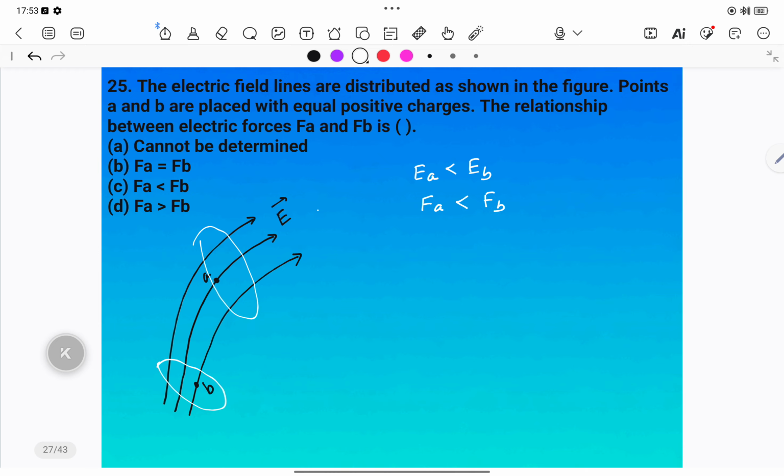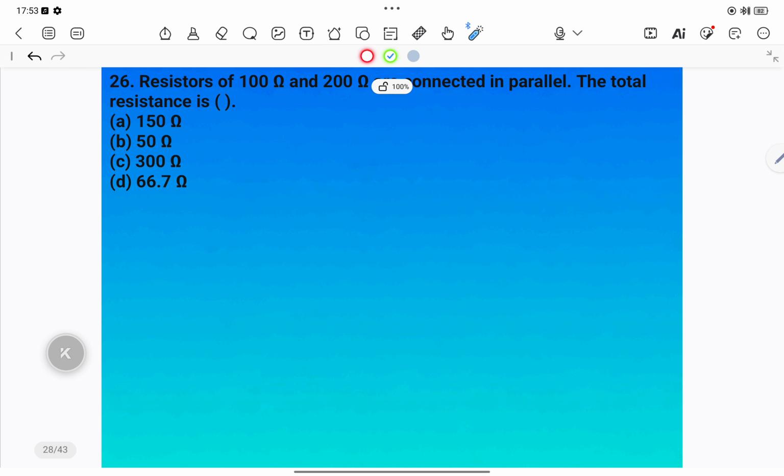So according to this, option D is correct. Sorry, option C is correct. Now move to question number 26.